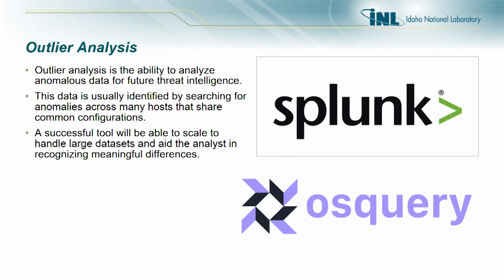Now we're going to move on to outlier analysis. It's the ability to analyze anomalous data for future threat intelligence. This data is usually identified by searching for anomalies across hosts that share common configurations. A successful tool will be able to scale to large data sets and will help an analyst find meaningful differences.